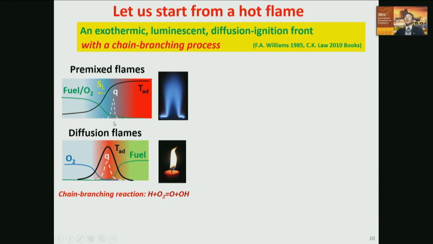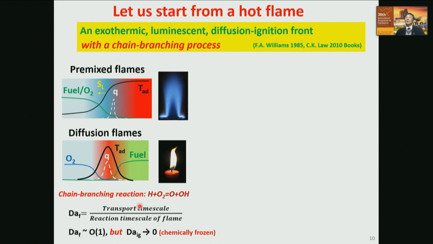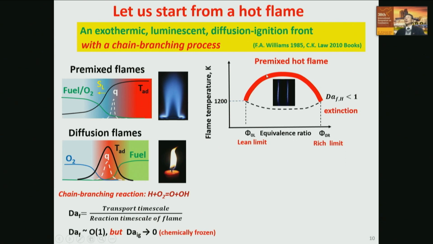The time scales in flames are defined by the ratio of the transport time scale to the time scale of chain branching reactions, in terms of the Damköhler number. A classical definition of flames is that the Damköhler number is of order unity, 1. But the ignition Damköhler number is 0, which means that the unburned mixture is chemically frozen. With this definition from combustion textbooks, we know that high temperature flames exist above about 1200 Kelvin, and have a lean burn limit at the fuel-lean region and a rich burn limit at the rich region, at which the Damköhler number is less than 1.